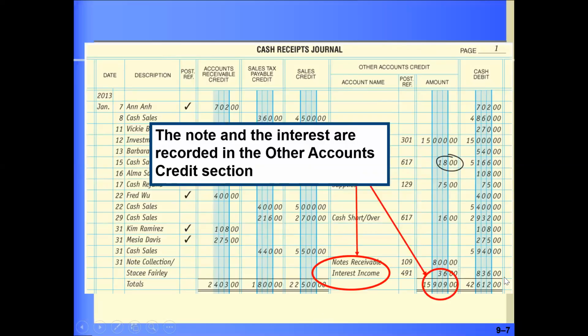So that's our $836. And this is an example of what would go into that other accounts section, because notes receivable is not sales, and it's not sales taxes, and it's not accounts receivable. So here we would put in the reason that we received this cash of $836 is because $800 of it was collection of a note, and Stacy Fairley actually gave us $36 for interest income. So you see how that works?